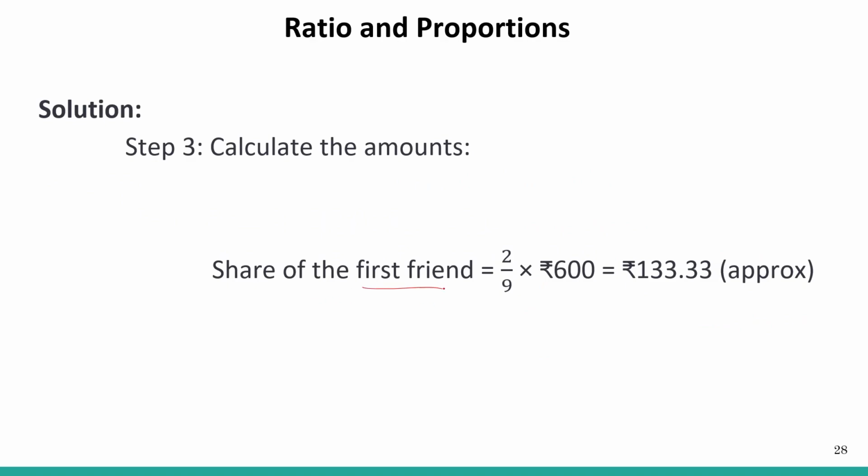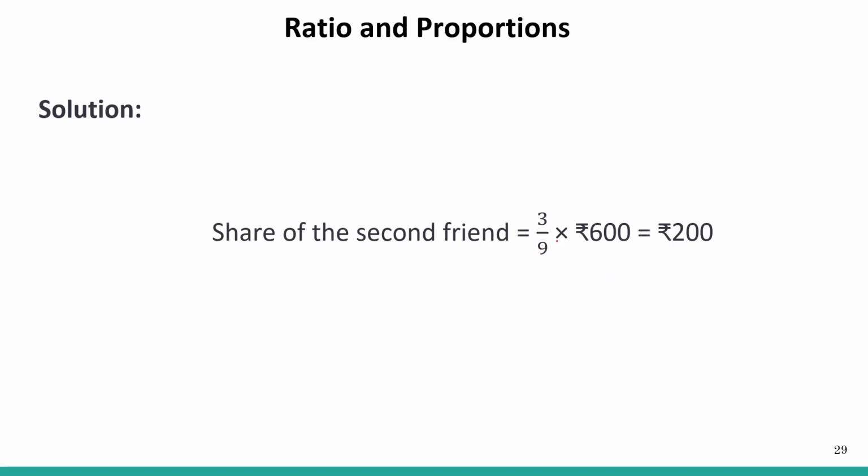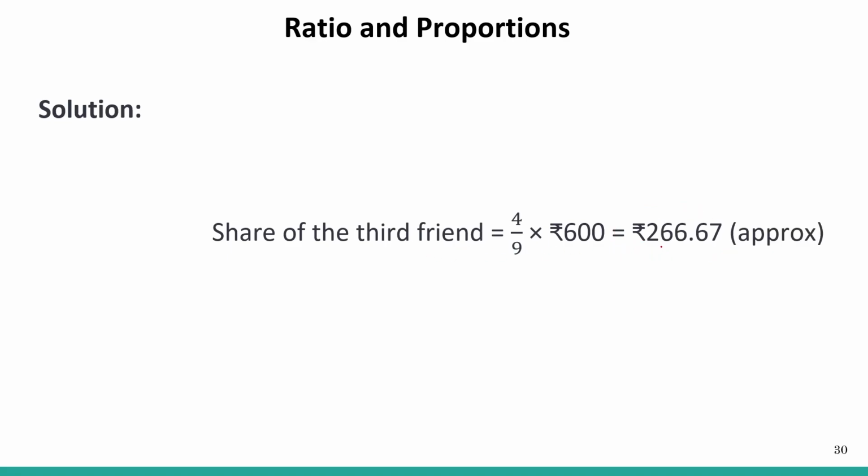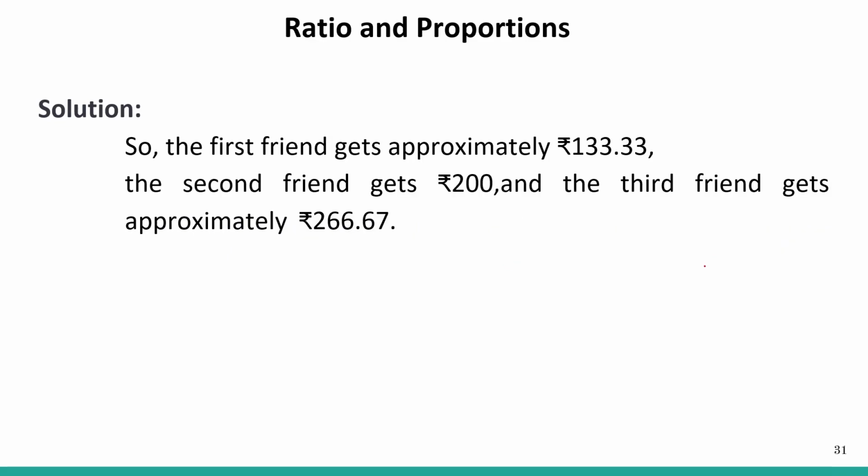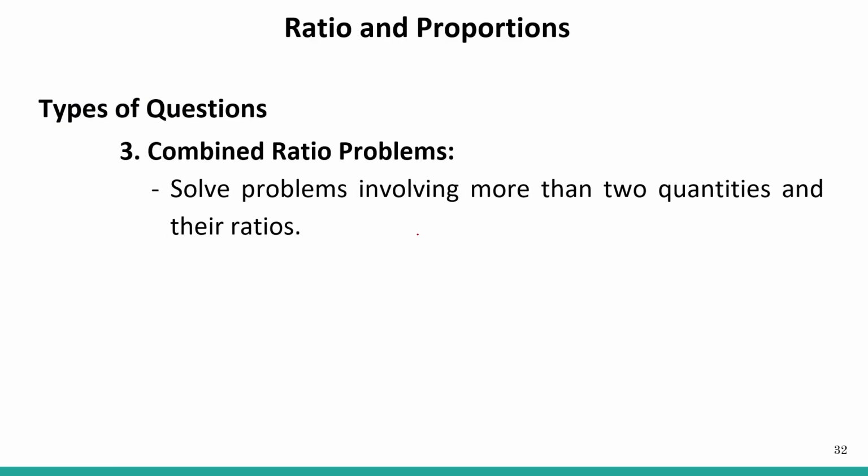So the share for the first friend will be 133.33. Okay. So the share for the second friend will be 3 by 9 into 600, that is 200. The share of the third friend will be 4 by 9 into 600, which is equal to 266.67. So the first gets approximately 133.33, the second one gets approximately 200, and the third one gets approximately 266.67.